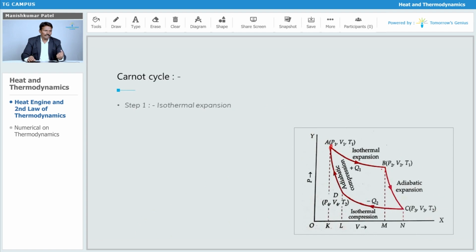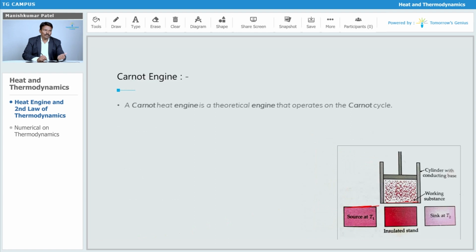This is the first step where the expansion occurs. The temperature remains constant, since the heat is getting exchanged slowly. It is a slow process. So this is an isothermal expansion, and the temperature remains the same. This is P1 V1, and the next is P2 V2, keeping the temperature constant.